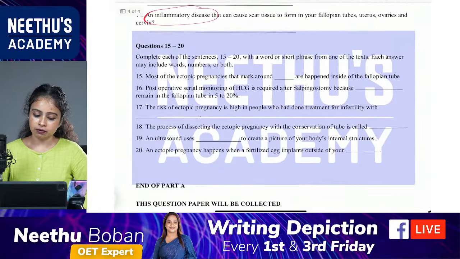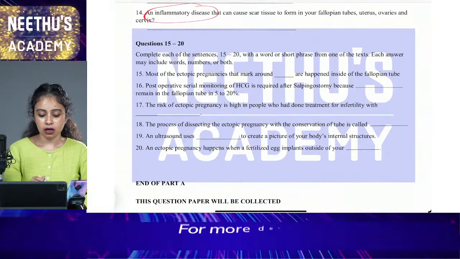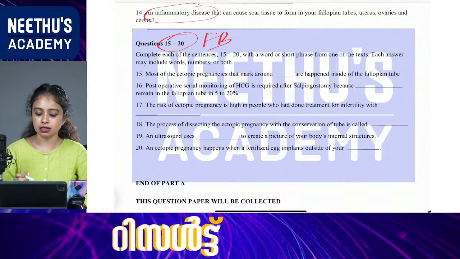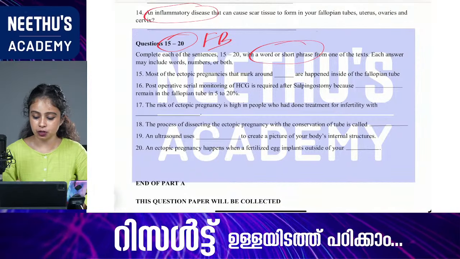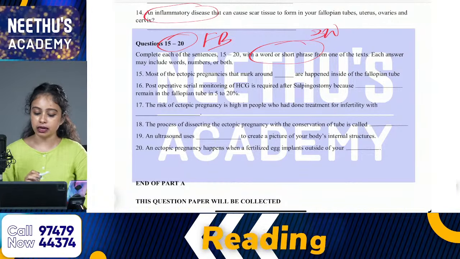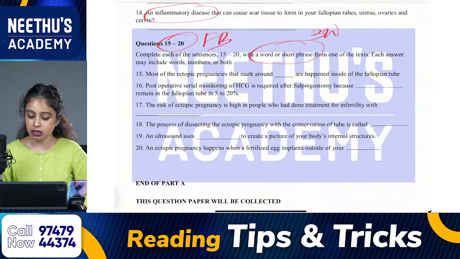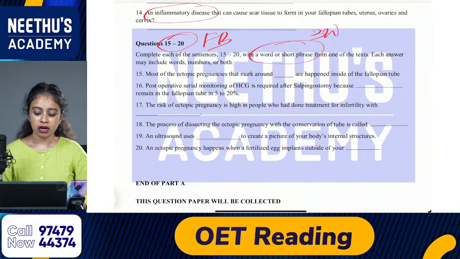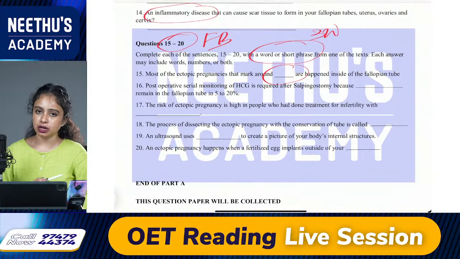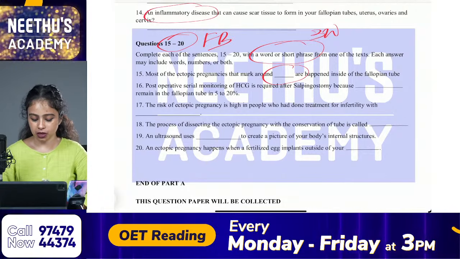Then the 15th one. That is fill in the blanks, right? Again, the instruction is all about a word or a short phrase, which means maximum 3 words. Most of the ectopic pregnancies that occur around dash happen inside the fallopian tube. So what is the correct answer here? What is the missing word there?